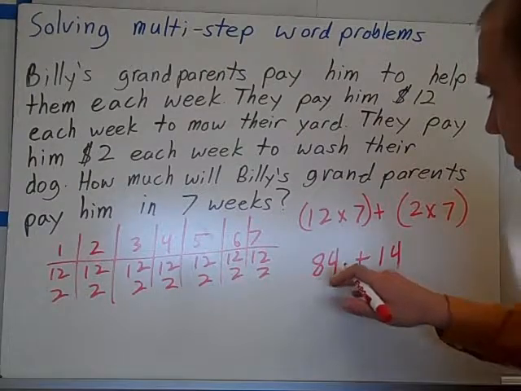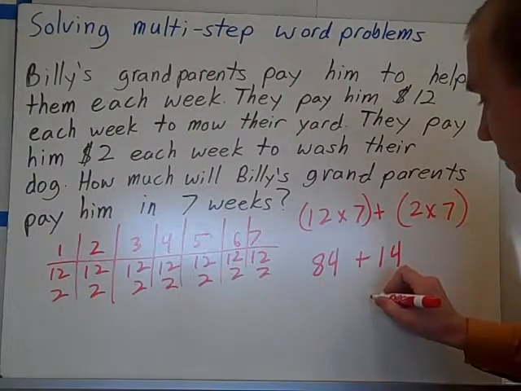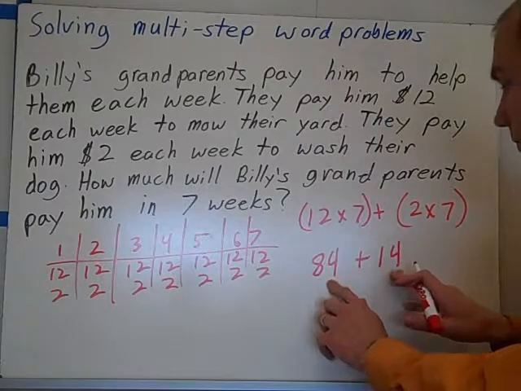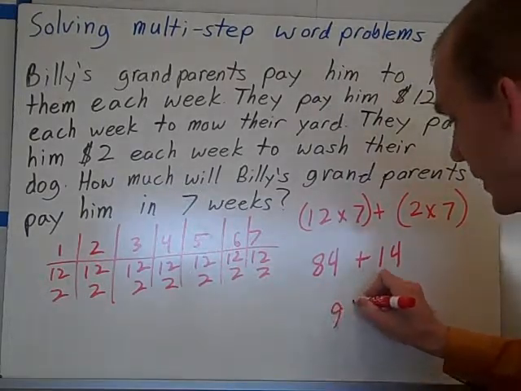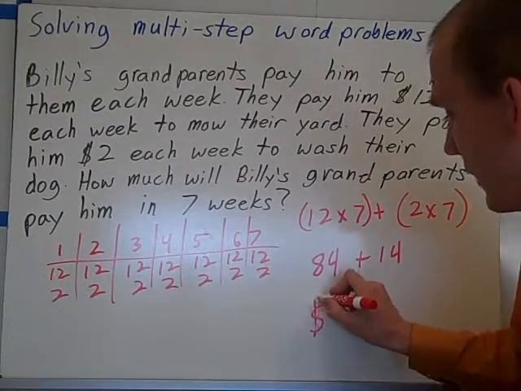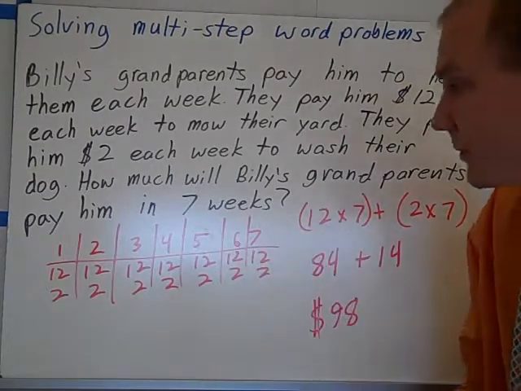84 plus 14. 4 and 4 is 8. Don't have to regroup, so I can kind of do this in my head. 4 and 4 is 8. 8 and 1 is 9. So you end up with 98. And that would be the amount of dollars his grandparents paid him in 7 weeks.